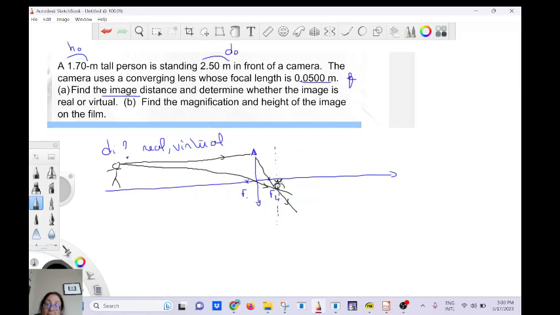And you already see that the image is going to be real since the ray can reach it, and you can print on the film here. So it's a real image. So then you can apply the equation. The distance to the object here is 2.50. That's here, that's what you try to find. And the focal length here is 0.05. So you can pause the video and try to do it.